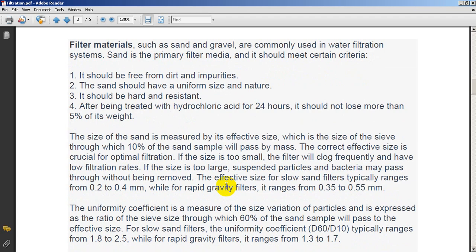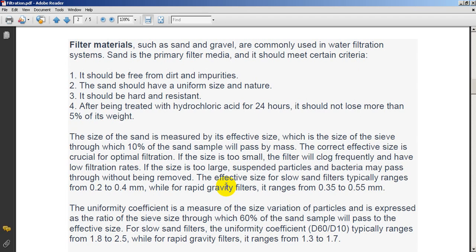The size of the sand is measured by effective size, which is the size of sieve through which 10% of the sand sample will pass by mass. The correct effective size is crucial for optimal filtration. If the size is too small, the filter will clog frequently and have lower filtration rates. If the size is too large, suspended particles and bacteria may pass through without being removed.